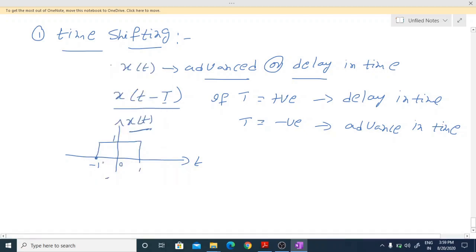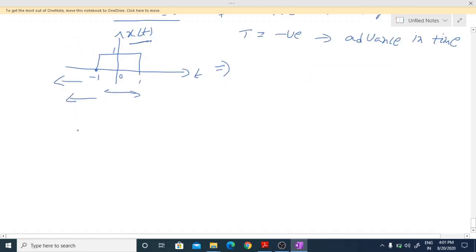Now let us assume the signal's starting position is moved towards the right side or the left side. If the signal starting position moves towards the positive side, then the signal is called a delayed signal. If the signal starting position is moved towards the negative side, then the signal is called an advanced signal. Now I am going to demonstrate the time shifting operation.